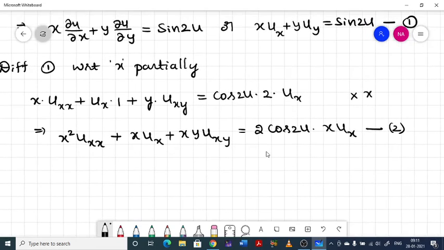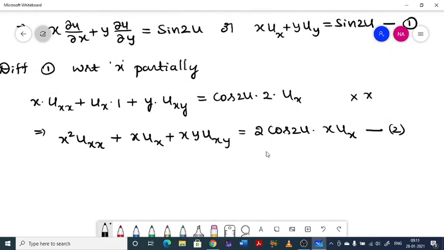Now again differentiating equation 1 partially with respect to y.